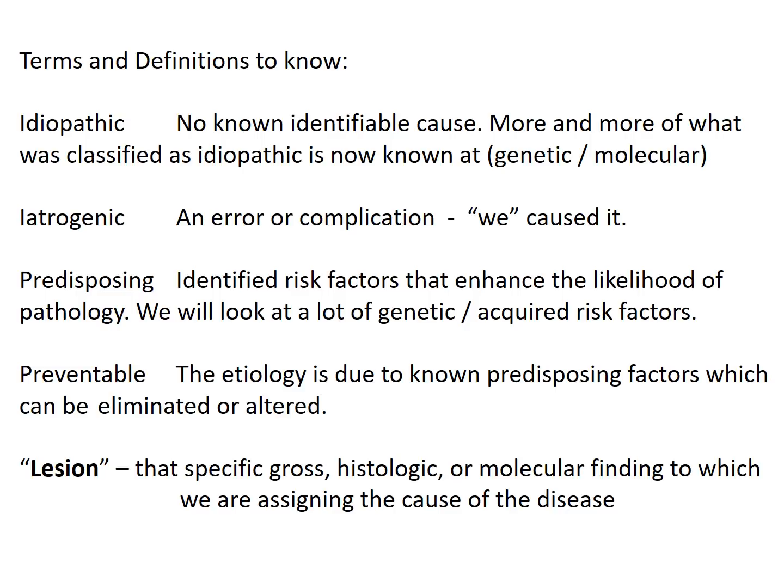Predisposing, we identify risk factors which increase the individual's likelihood of developing that pathology. In Unit 5, we're going to talk about diabetes mellitus, and we're going to talk about all those risk factors that lead to an increased risk of adults developing type 2 diabetes mellitus.